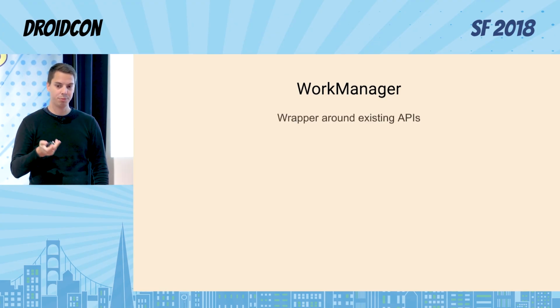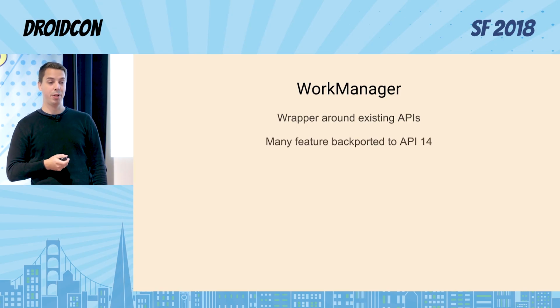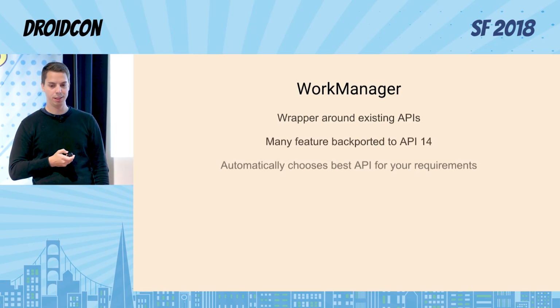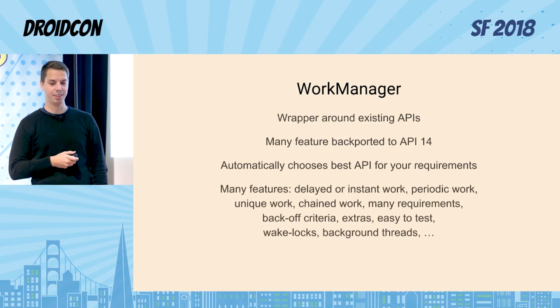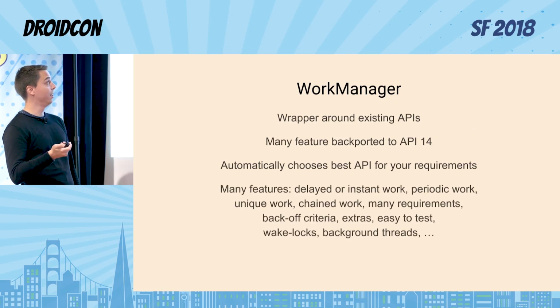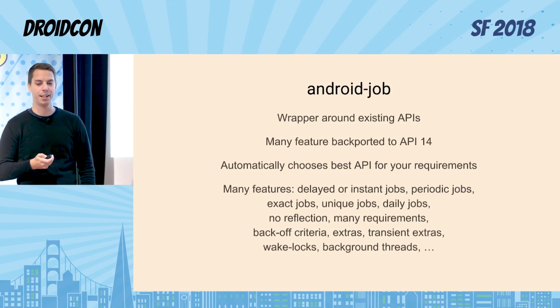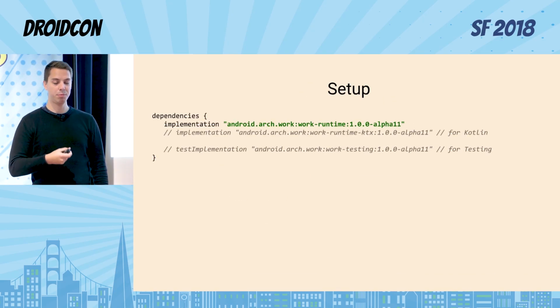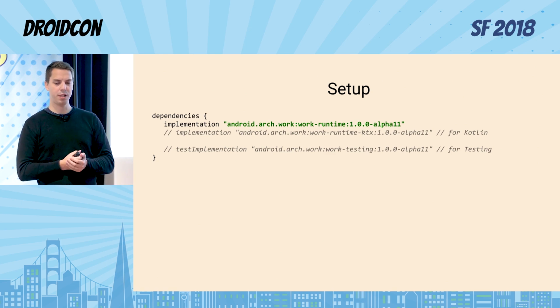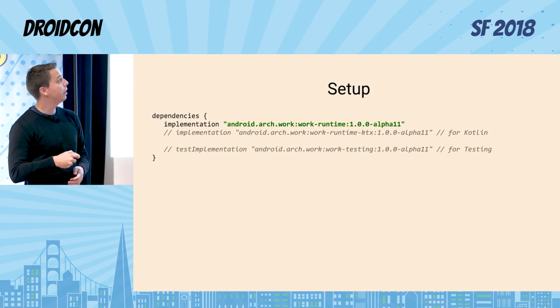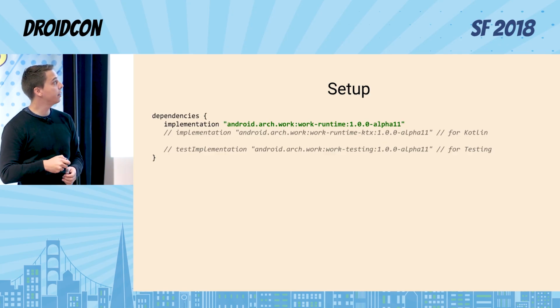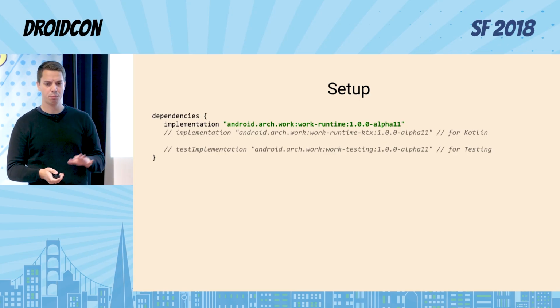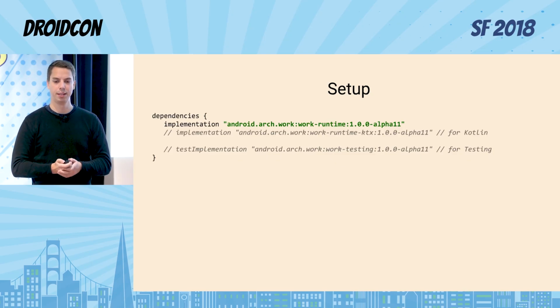WorkManager, as mentioned before, is a wrapper around the existing APIs. Many features were backported to API 14. It automatically chooses the best API for your requirements, and on top of this, it has many more features. This somehow sounds familiar to Android Job. They really tried to tackle the same problem. The setup is also really similar. You just add a dependency. If you're using Kotlin, I highly recommend using the KTX library. And if you want to write tests, they have an additional testing library. Probably you want to add all three of them.